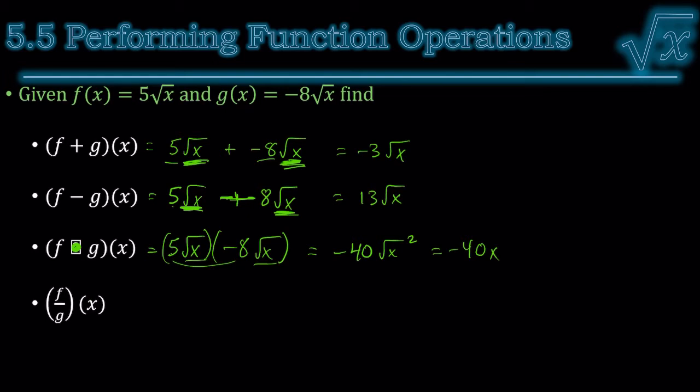And we could divide them. So it's f divided by g. Square roots of x cancel out, and we're left with negative 5 over 8.